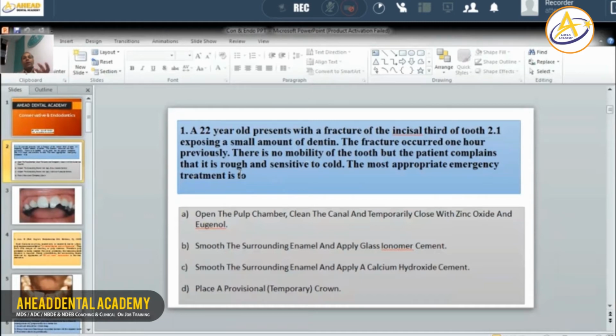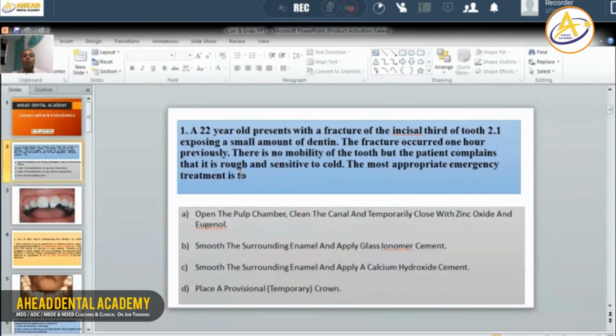Now, before going to the answer, always read the question twice, because there are many important things which are hidden in the question only. What most of us do, we always read the question once and the answers twice. Once I have read the question, the person who is solving it starts going through the options: open the pulp chamber, smoothing, smooth this, the fourth option, a, b, c, like this we normally answer, which is not the right thing.